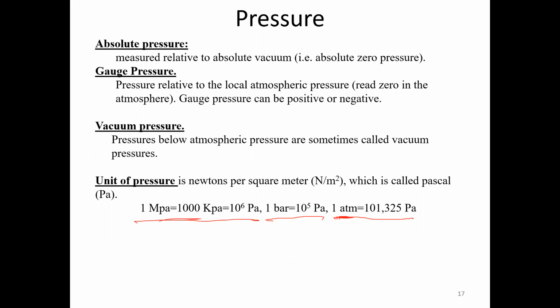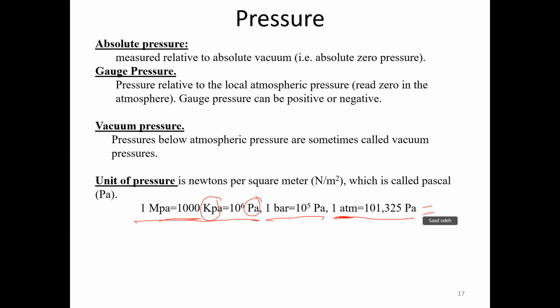Excuse me, sir. I think the megapascal and kilopascal are wrong. I think they should be different. 1 megapascal should be 10 to the 6 Pascal, and kilopascal should be 1000. So he's right as well. Oh yeah, I got it. Sorry, it's kilopascal and Pascal. So that's kilopascal and this is Pascal. All right, but this one is 1 atmosphere.